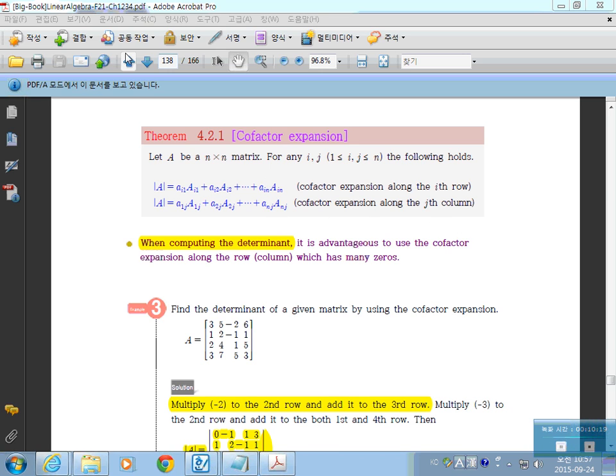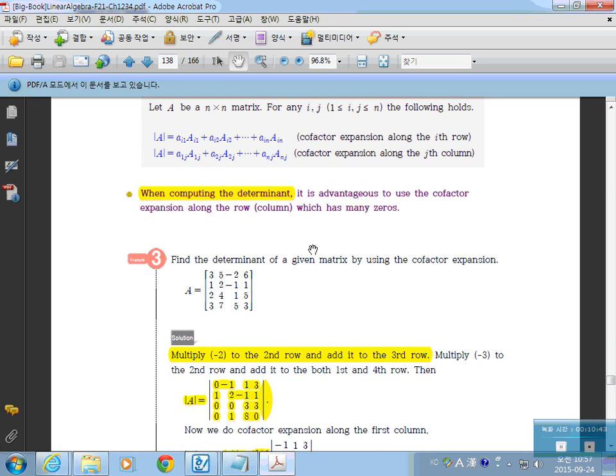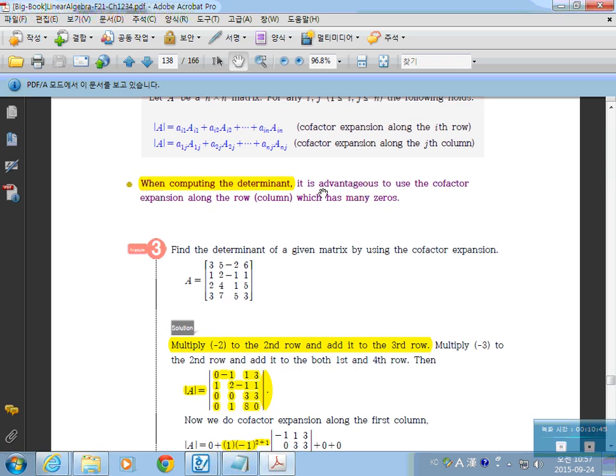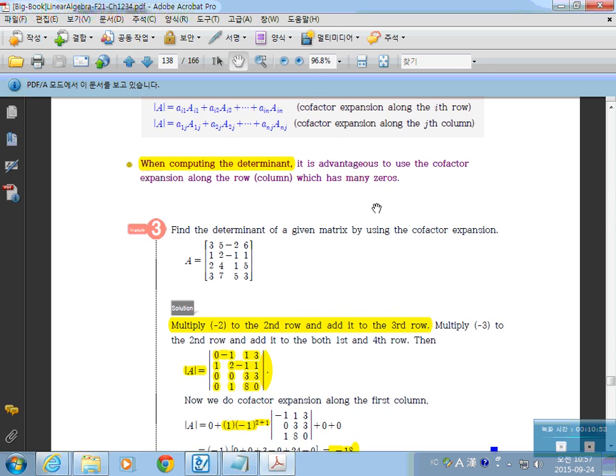So as I mentioned, if a matrix has a row or column which has several zeros, then the sum of these terms is going to be zero. So the computation of the determinant of a given matrix will be easily obtained by using this cofactor expansion property. As I mentioned here, it is advantageous to use the cofactor expansion along the row or column which has many zeros.